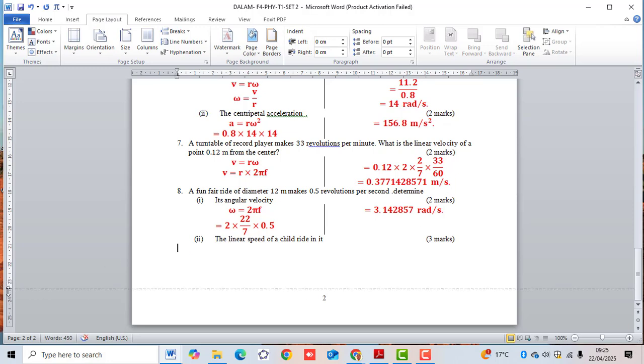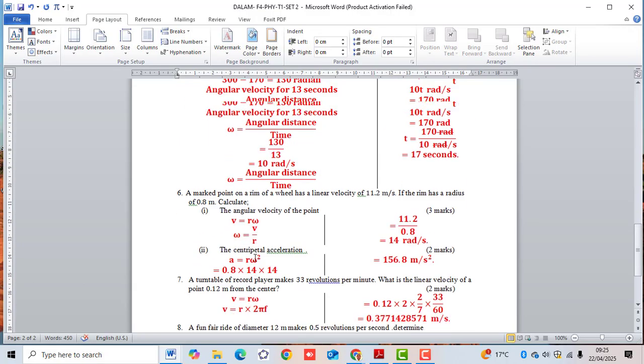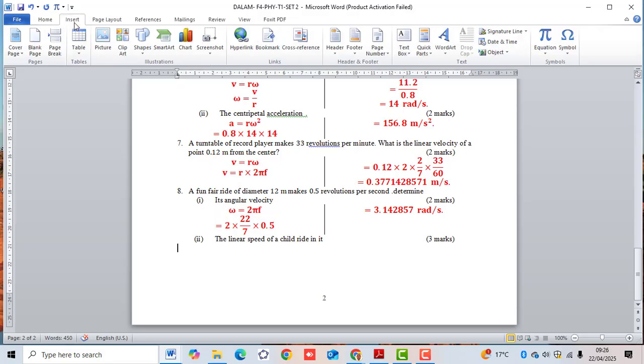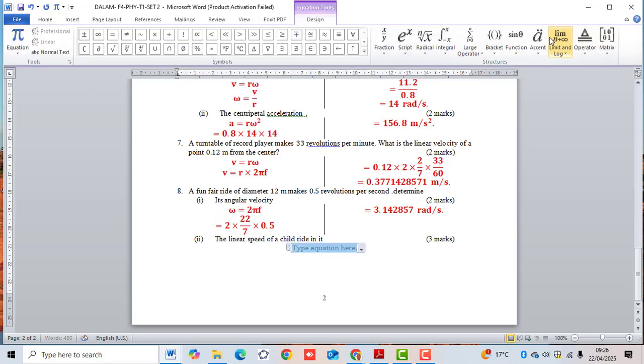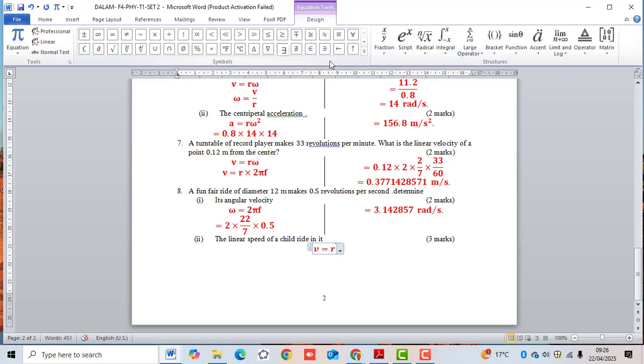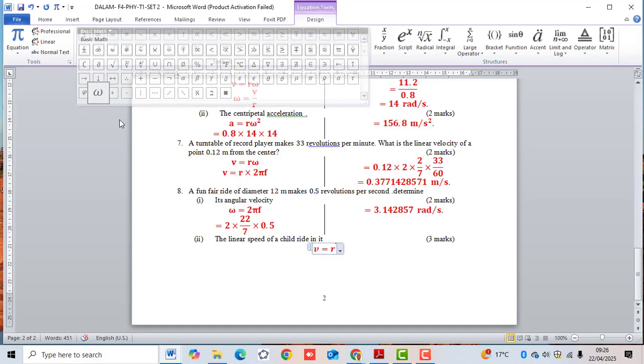Lastly, the last part is asking us to get the linear velocity. What is the formula of getting the linear velocity? Linear velocity v is equal to... Moses? R omega. V is equal to R omega. Very good. R omega.